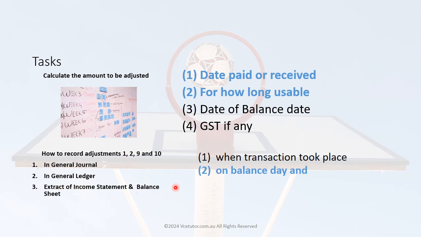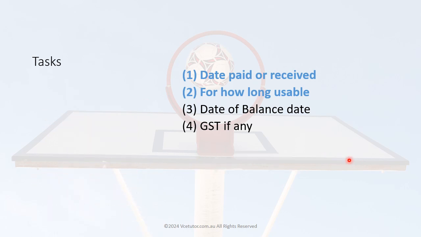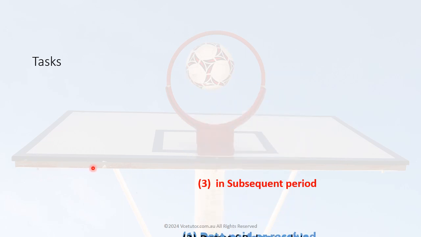But what you are going to learn, I have got in a different color here, is all these 10 adjustments: how to record them in general journal, general ledger, and how they appear in income statement and balance sheet, on the balance date. So that is what the topic is about. That's what the unit is about. You have to know how to record it on balance date, and you may also have to know what happens in the subsequent period, that is after the balance date, to all these adjustments.